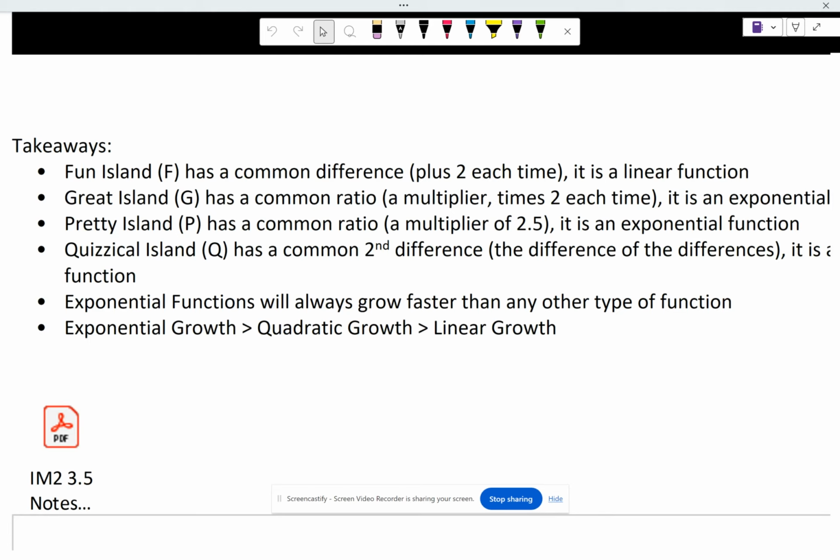Your assignment today includes matching. And so you are going to be identifying if a graph is linear, a quadratic, or exponential. You're going to be identifying whether an equation is linear, quadratic, or exponential. You're going to be identifying whether a table is linear, quadratic, or exponential. And so hopefully these notes will serve as a good tool for that.